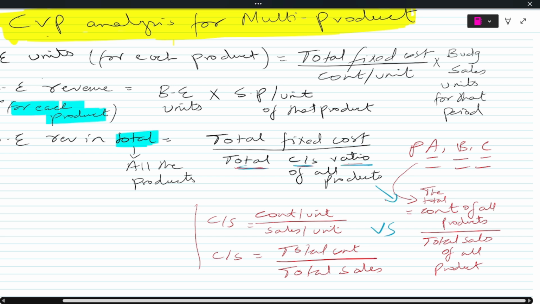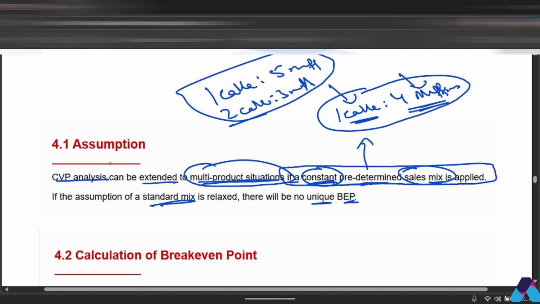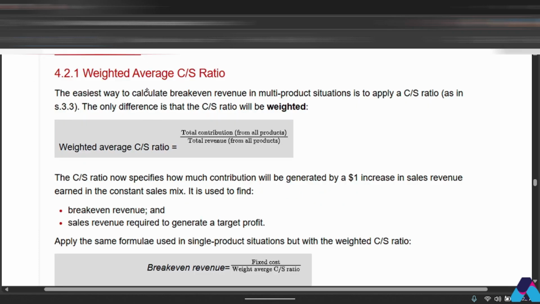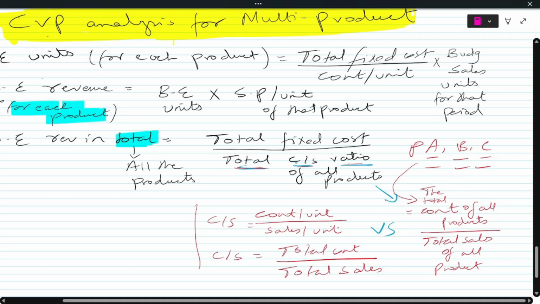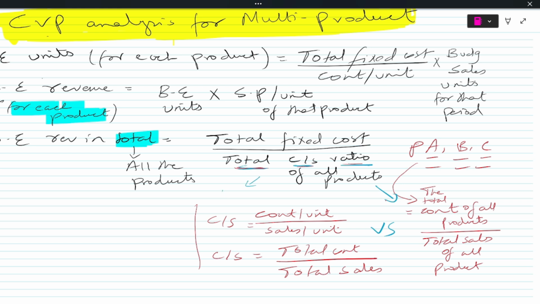Okay. Now, one more thing that I would like to show you guys over here is that you can see over here in the study hub, they call the total CS ratio the weighted average CS ratio. Do you see it over here? They call it the weighted average CS ratio. So you take the total contribution for all products and you divide it by total revenue for all products, right? So remember that weighted average CS ratio, right? So this total CS ratio can also be called the weighted average CS ratio.